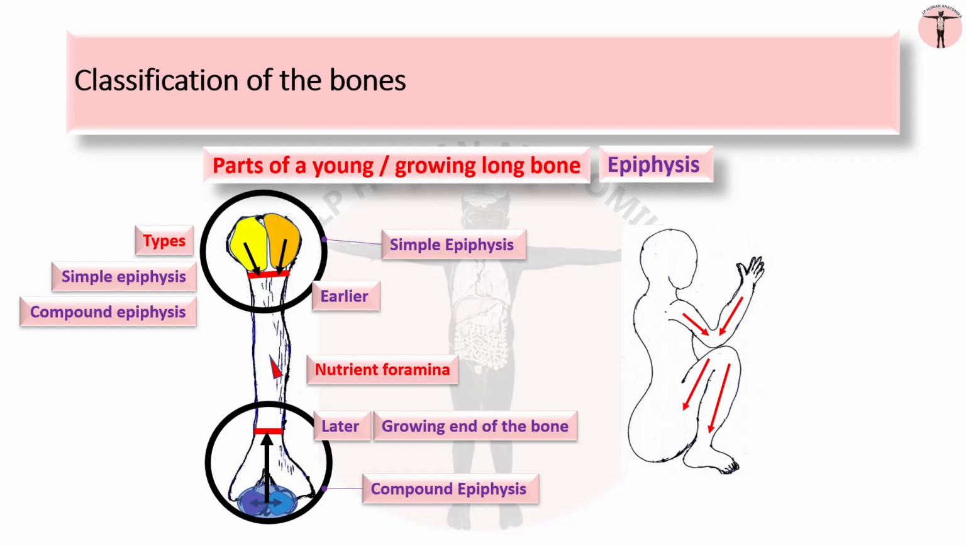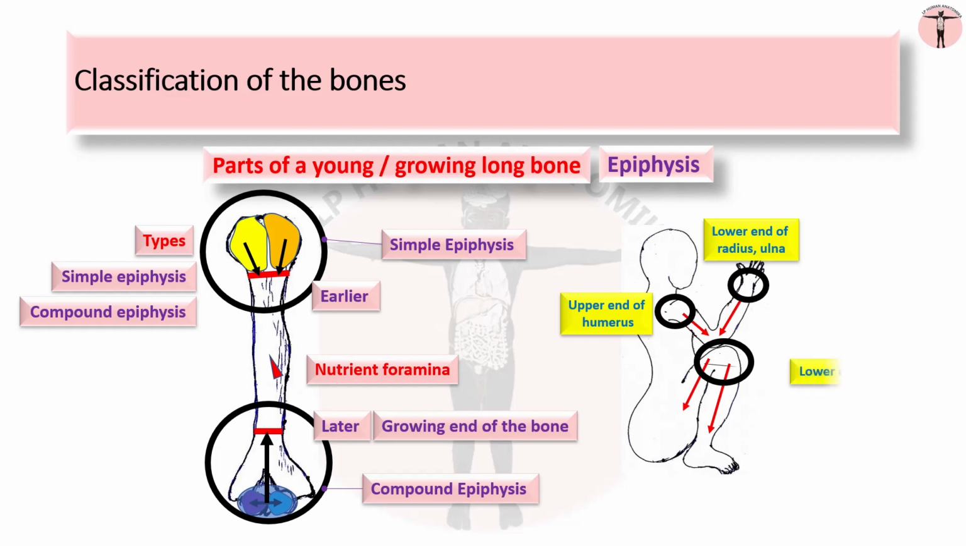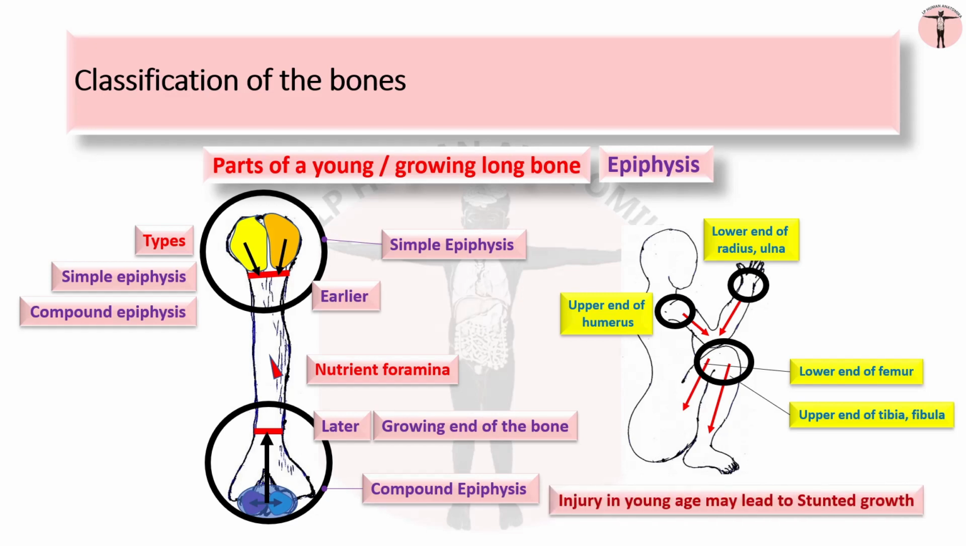Therefore, in upper extremity, shoulder and wrist ends of the bones, that is upper end of humerus and lower ends of radius and ulna, are the growing ends. In the lower extremity, knee ends of the femur, tibia and fibula, that is lower end of femur and upper ends of tibia and fibula, are the growing ends. The knowledge of the growing ends is important in clinical practice. An injury or infection of this end in young age makes the bone stunted in growth.